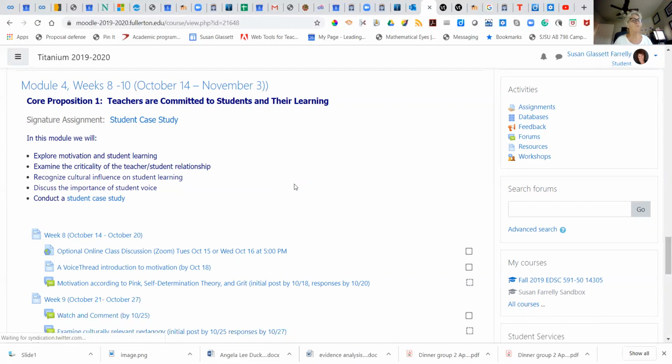I happen to be a student voice researcher, so this is a subject near and dear to my heart. And you don't need to see me talking. That's distracting. I'm going to pull that down for the rest of this overview.